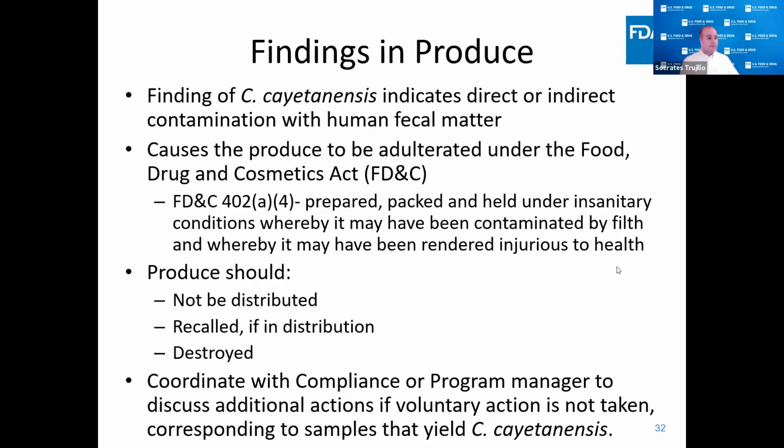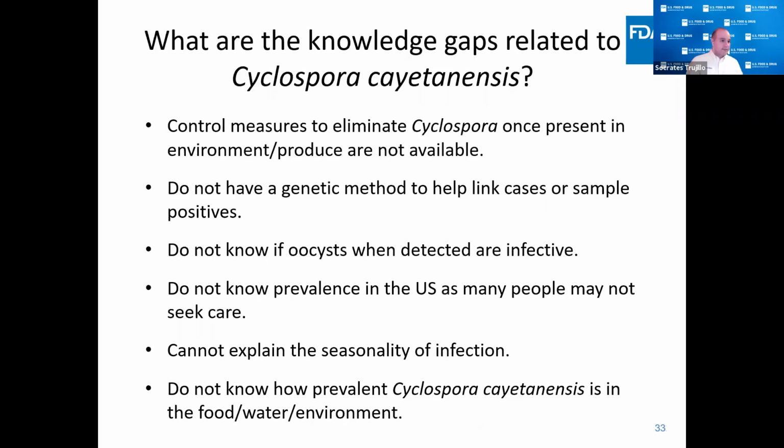And again, you need to talk to your Office of Compliance or your program manager in case you have identified a farm that can potentially be associated with the presence of Cyclospora cayetanensis, or you have tested samples and found this pathogen.